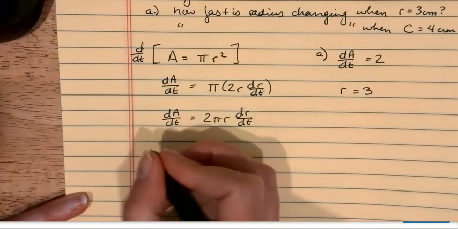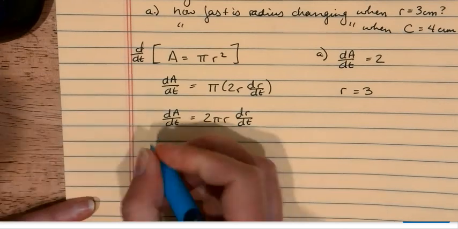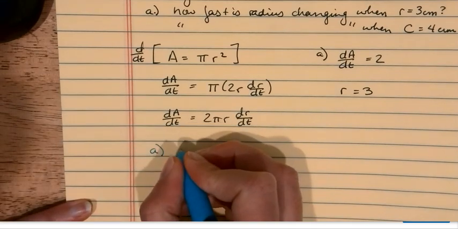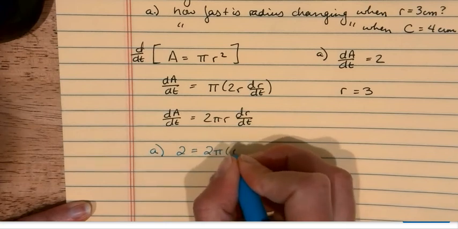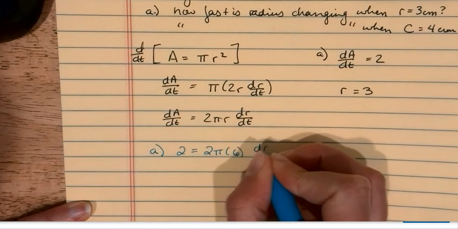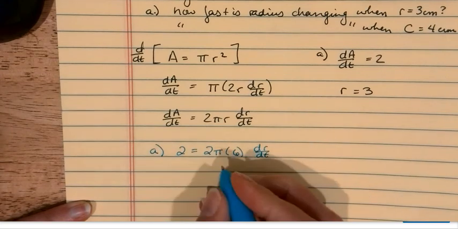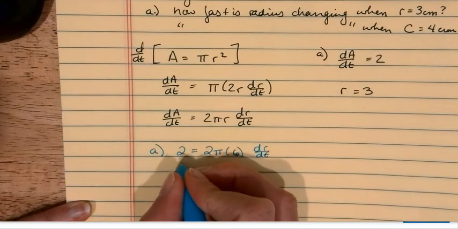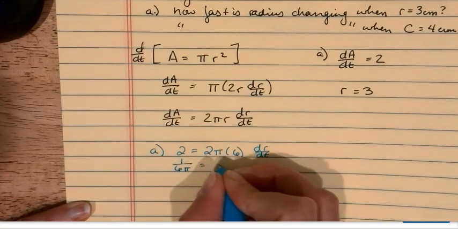Alright, so for part A specifically, we have 2 equals 2 times pi times 6 dr/dt, and I can divide the 2's off, divide off the pi and the 6. That'll give me 1 over 6 pi equals dr/dt.